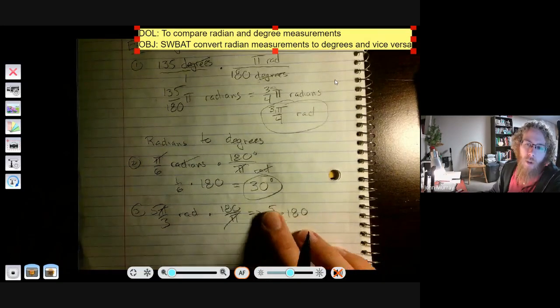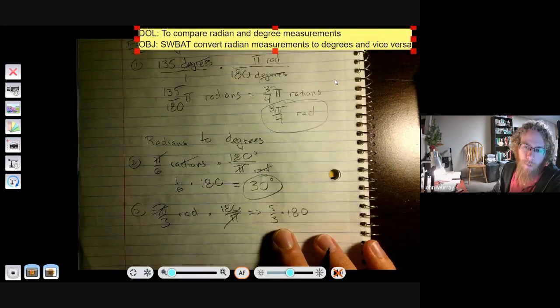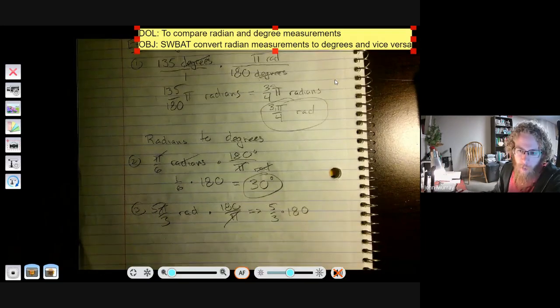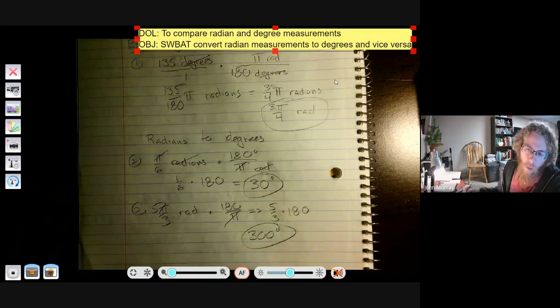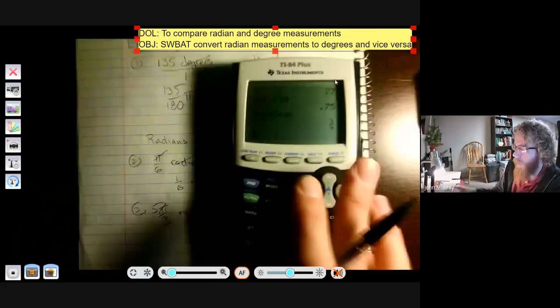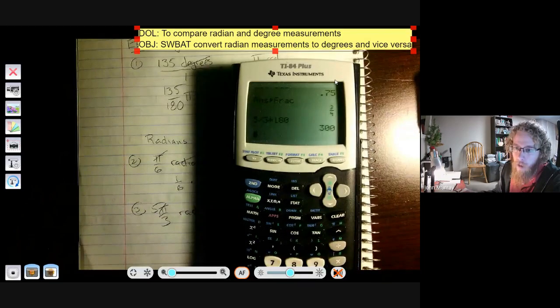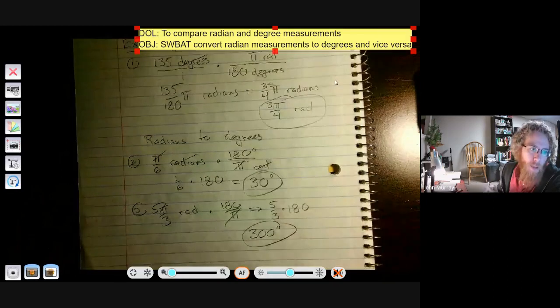A quick way to do this, I like to divide by the denominator. 180 divided by 3 is 60. And then multiply by the numerator. 60 times 5 would be 300. Or, again, if you have the calculator, you can just type in 5/3 times 180, and you get 300. All right, any questions about our conversion?